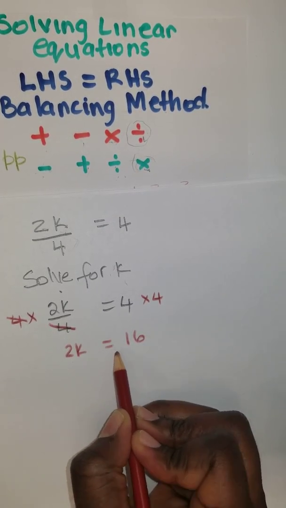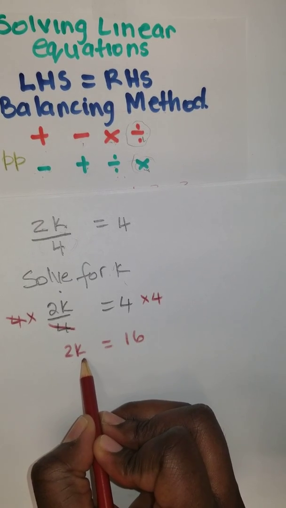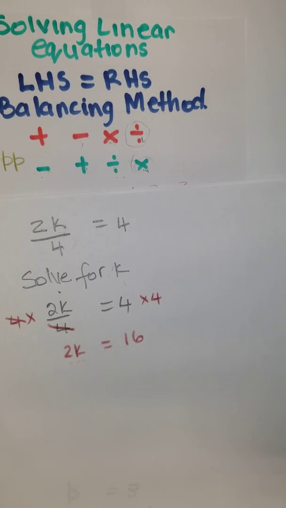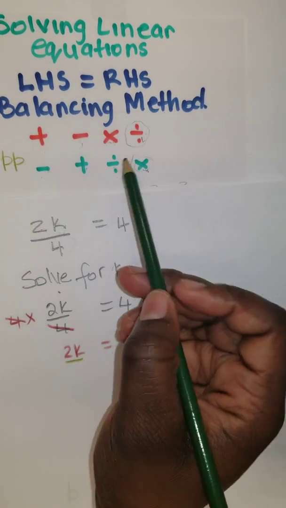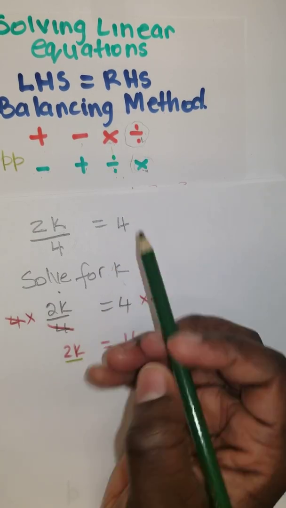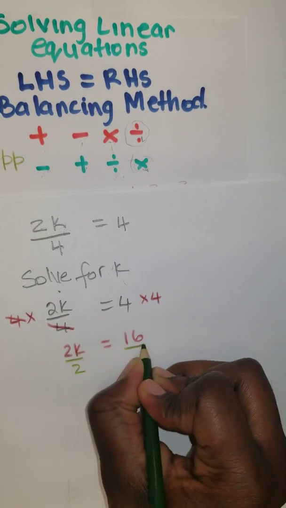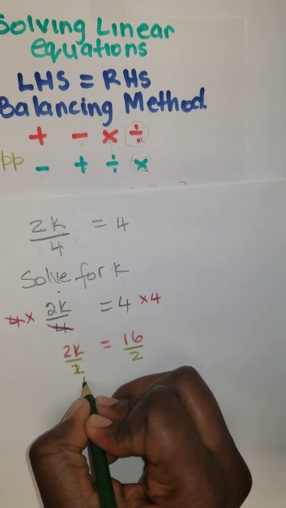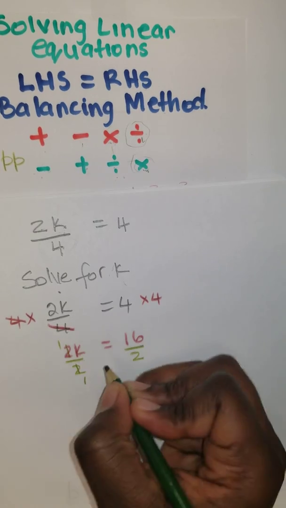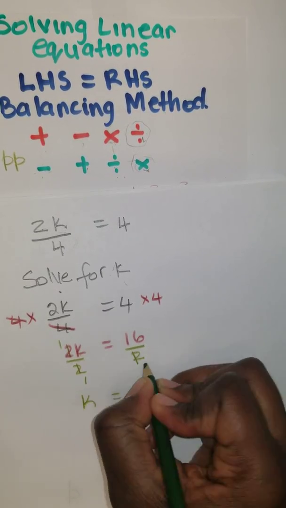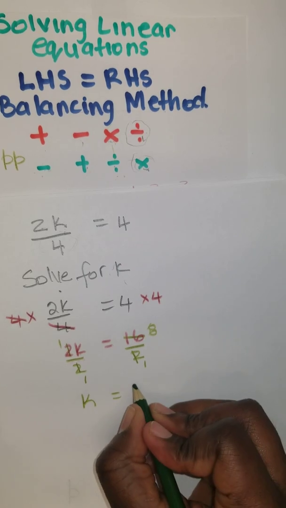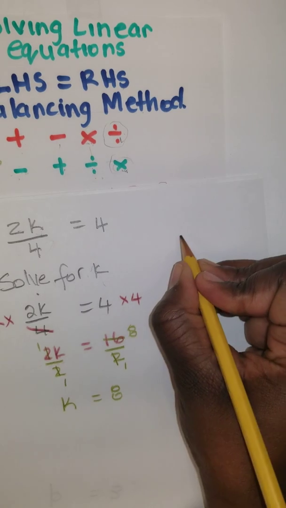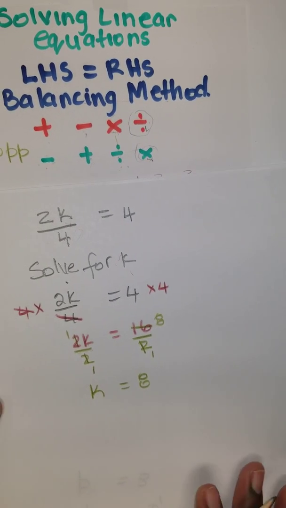2k equals 16. We need to find the value of k. Because they're multiplying here, we have to do the opposite, which is division. So 2k divided by 2, 16 divided by 2. Again, we have to balance the equation. 2 into 2 goes 1 time, so it's k. 2 into 16 goes 8 times. So k is equal to 8. Again, do not forget to check. It's always important to check.